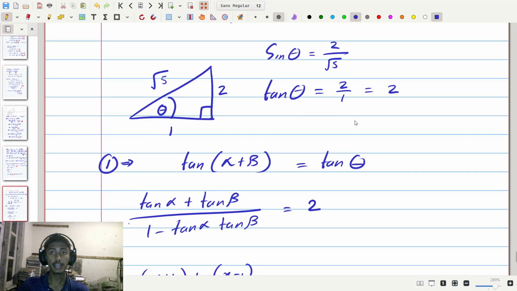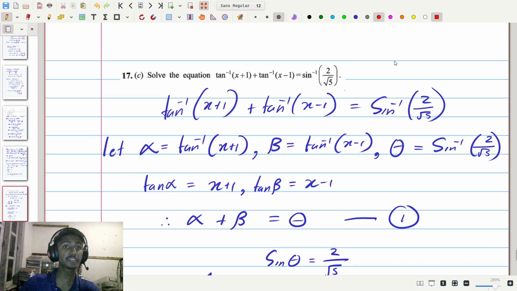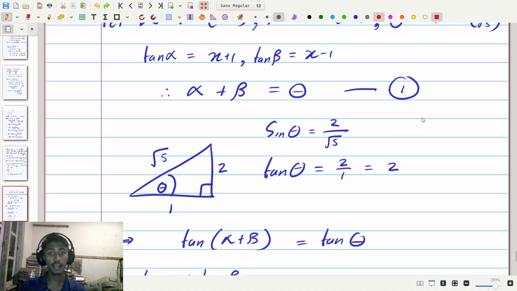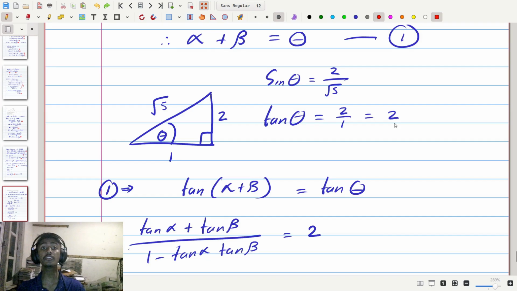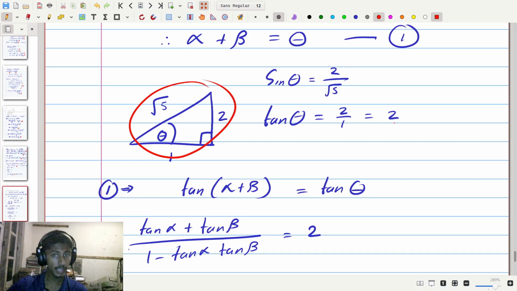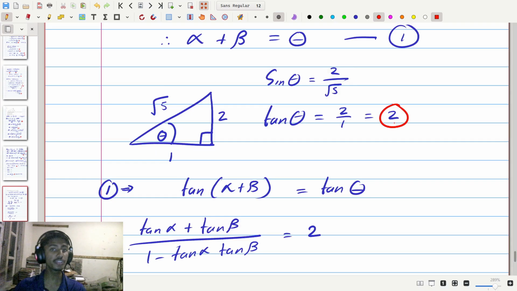So now finally, let's go up and discuss the marks awarded for this question. So at the start of the question, when you take these equations and you substitute alpha and beta and theta, and for theta, when you consider triangle involved and see that if the sine of theta is equal to 2 over root 5 in this triangle, then the tangent of theta must be equal to 2. When you say this, you get 5 marks.